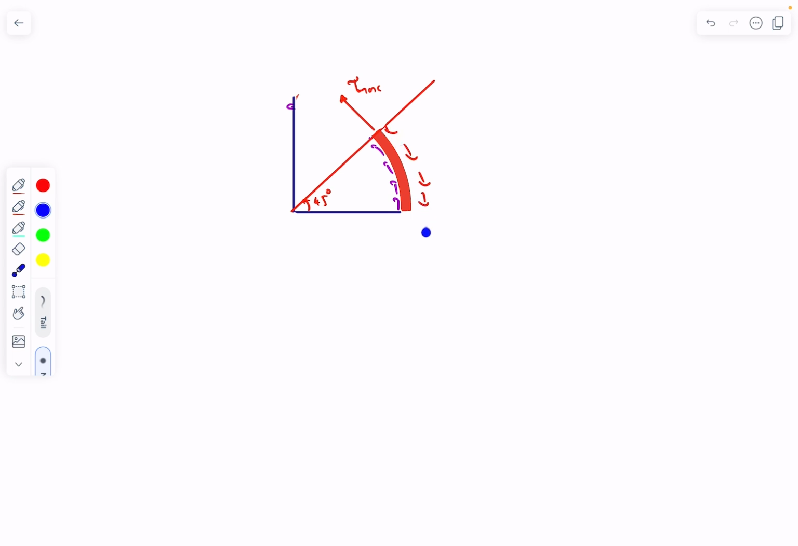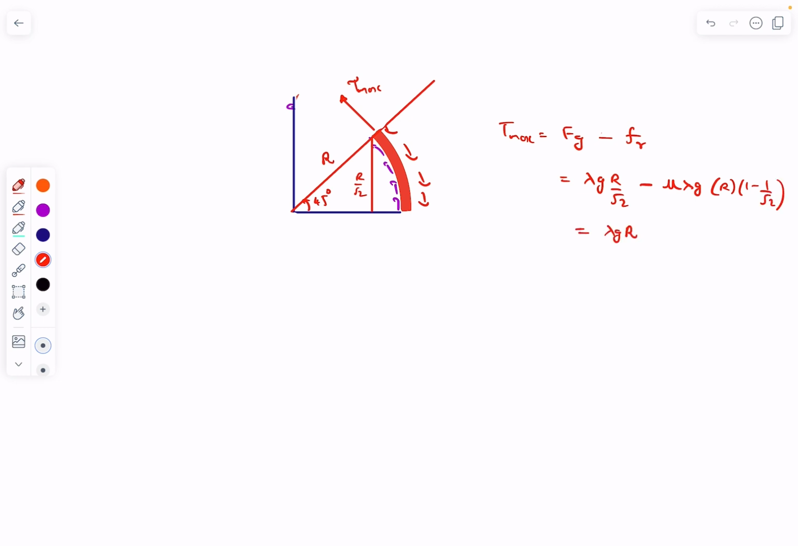The force of gravity that is trying to move it along the slope is proportional to this height, right? And this height is actually equal to r sine 45, which is r by root 2. So basically T max, we can write it as Fg minus the force of friction. So Fg is going to be lambda g r by root 2, and the force of friction is mu lambda g times delta x. So the x difference between these 2 points is capital R minus r by root 2, right? So this is going to be R times 1 minus 1 by root 2. So if you take lambda g R common, this would become square root of 2 minus 1.